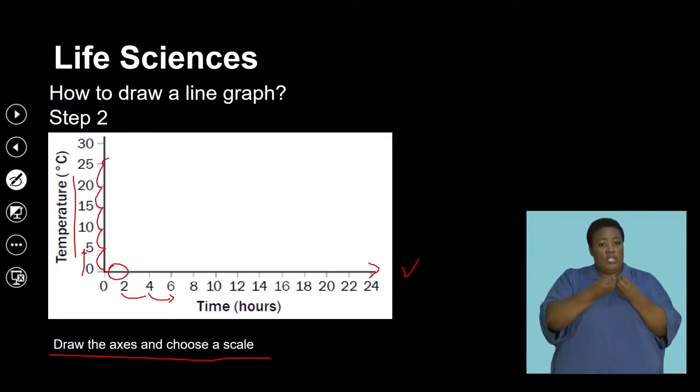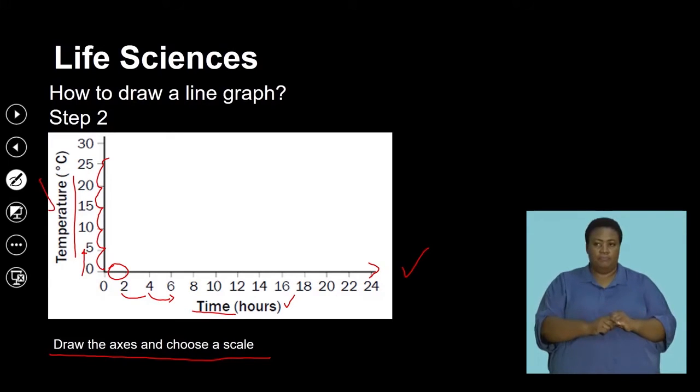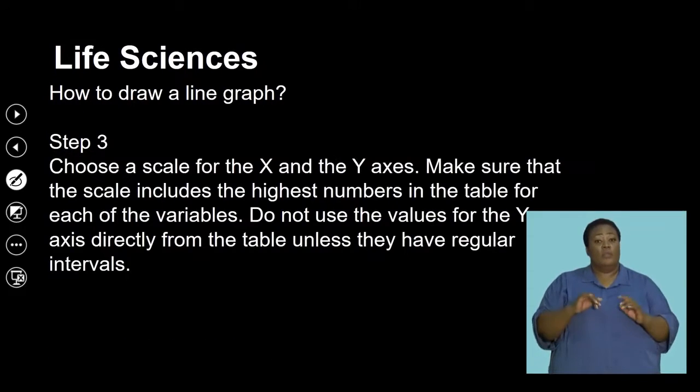So that's the first thing we need to do, is draw the axes. We've labeled the axes, so we've got a mark for the unit, and we've got a mark for labeling the y-axis with the units. So let's look at the next step.